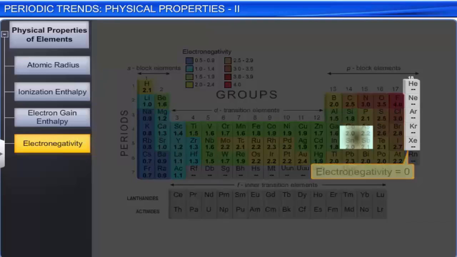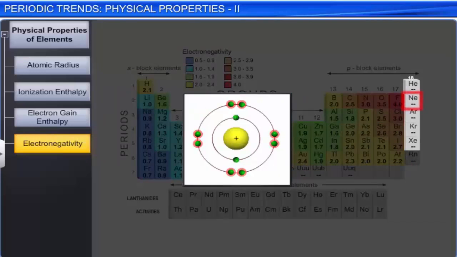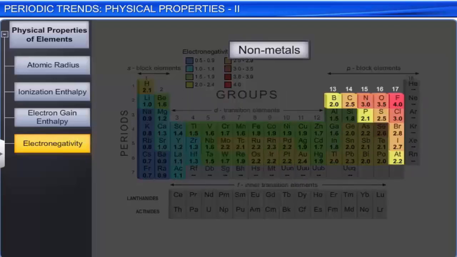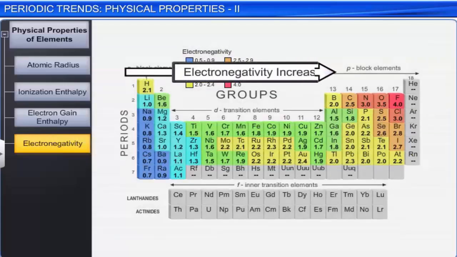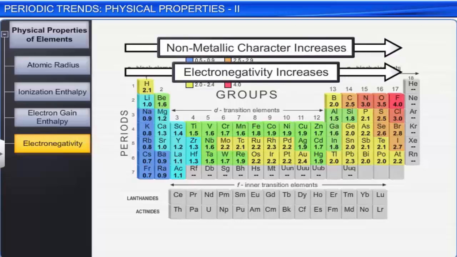Non-metallic elements have a stronger tendency to gain electrons. Thus, electronegativity increases with the increasing non-metallic nature of elements across a period. As the elements down a group exhibit increasing metallic nature, the electronegativity also decreases.